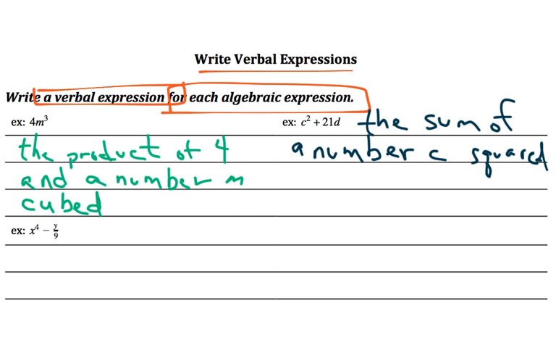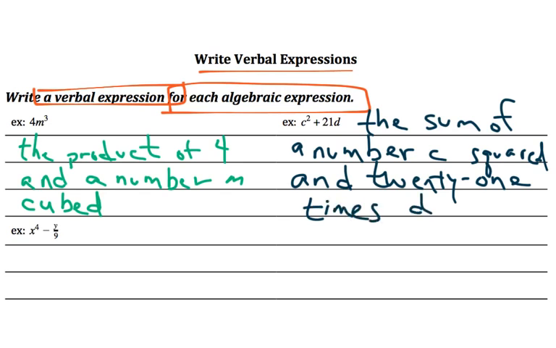The sum of a number c squared and 21 times d. Now you could get crazy complicated, sneaking the word product in here, all kinds of different stuff. You could have, instead of mentioning c squared first, put that down at the end and said added to, or added. So there's all kinds of different stuff like that.